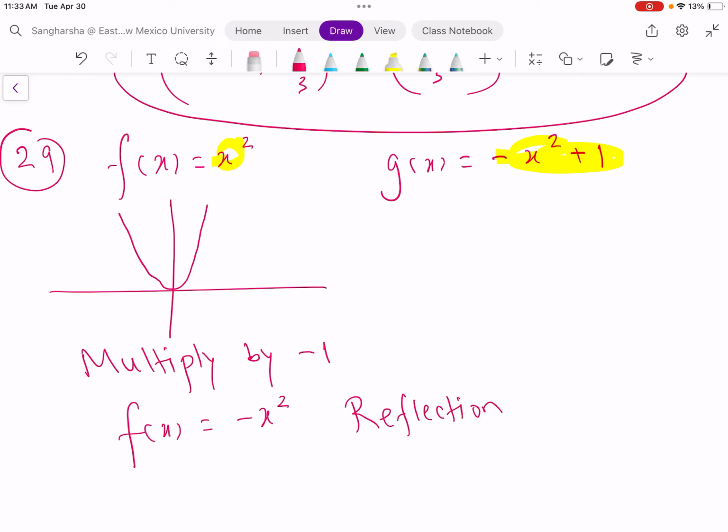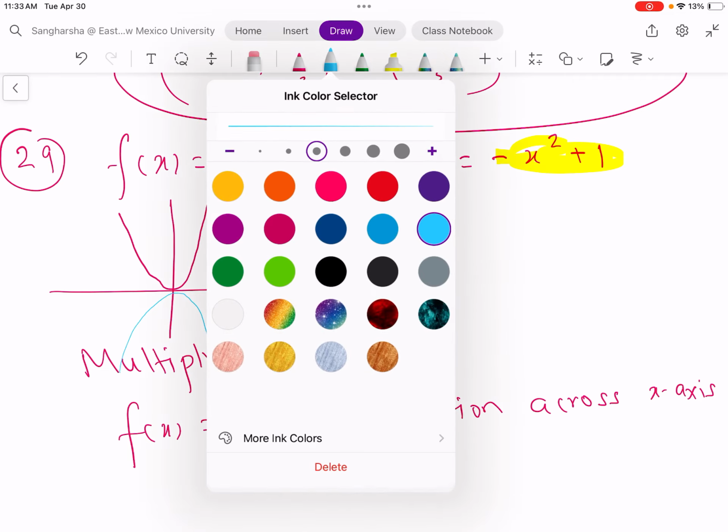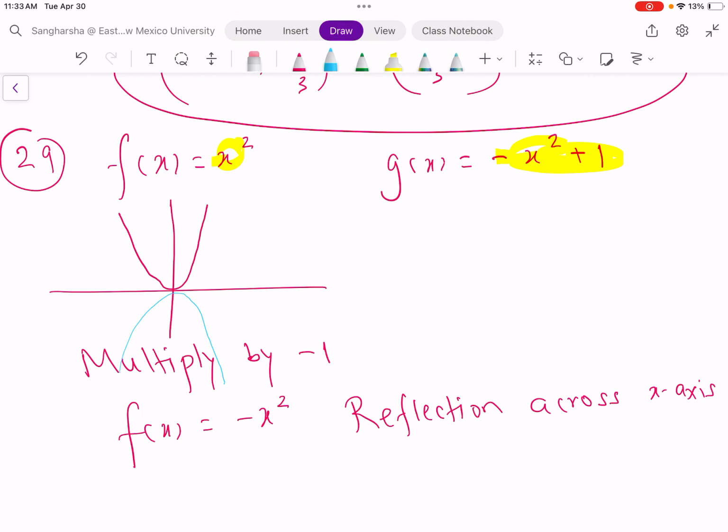You need to write the transformation: reflection across the x-axis. And what happens to the graph when you reflect across the x-axis? It flips, right? So we're going to get this graph. This is the graph after reflecting across the x-axis.